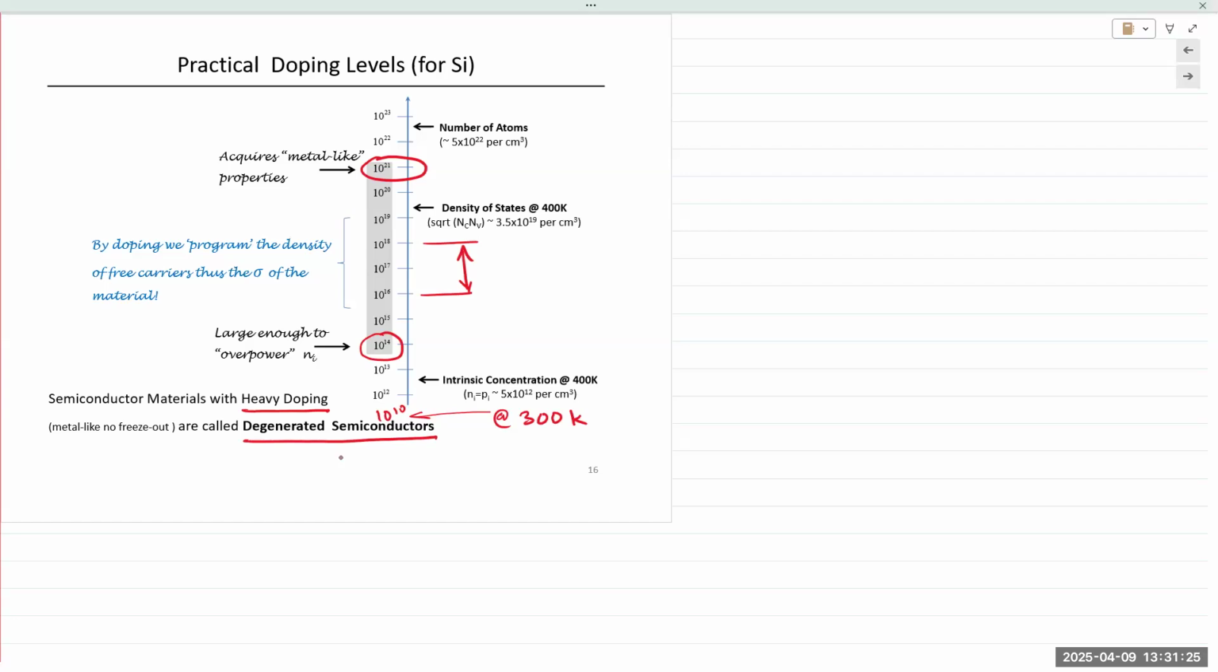For the most part, the devices that we'll work with are somewhere in the middle of this table right here. So the diodes, the transistors, the FETs, the MOSFETs, everything that we use, are in the middle of the table. Even I personally have not worked with a degenerate semiconductor.